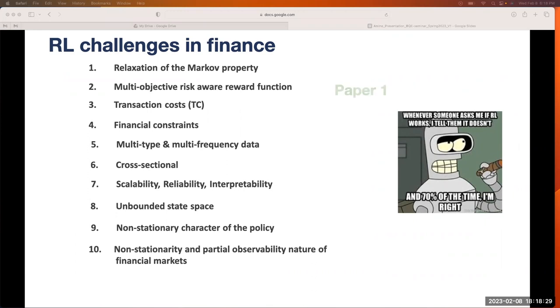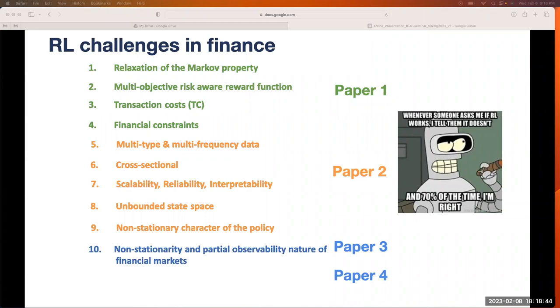So the first paper, paper one, addresses issues 1 to 4. Paper two addresses issues 5 to 9 and updates our approach for issues 1 to 4. And I found issue 10 to be one of the most intriguing and complex, so it became the focus for our work in papers 3 and 4. Now let's briefly overview paper one.